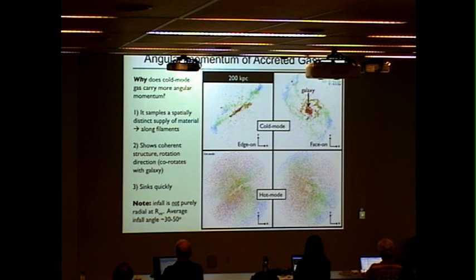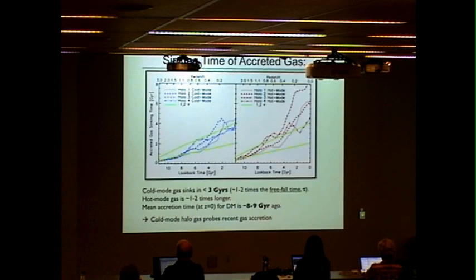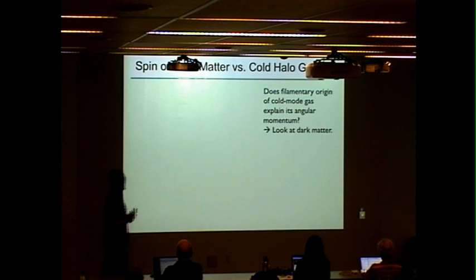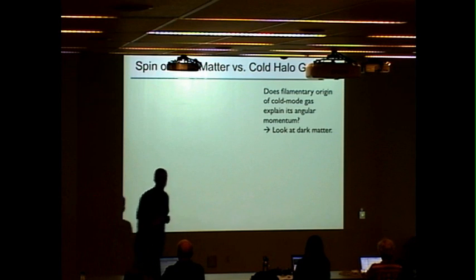So it's not just that it's recent accretion, because even the recent hot mode accretion has a little less angular momentum than the cold mode gas does. So it's a point of comparison if it really has to do with the spatial extent and the way that it's structurally coming in.